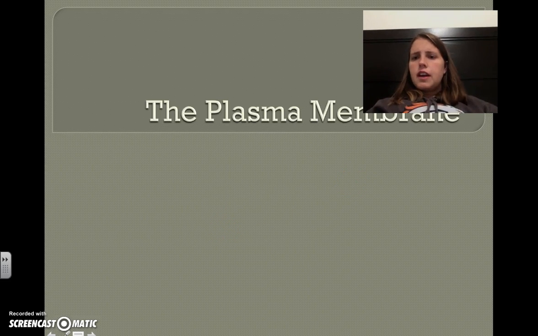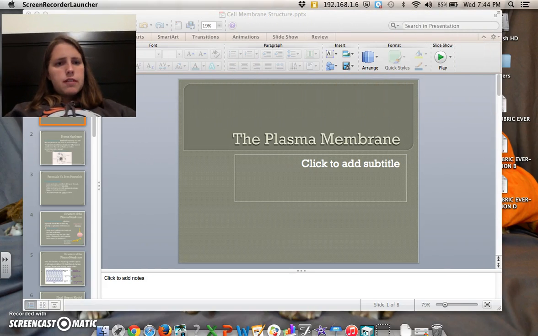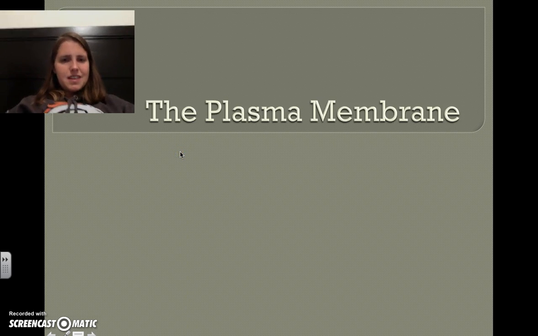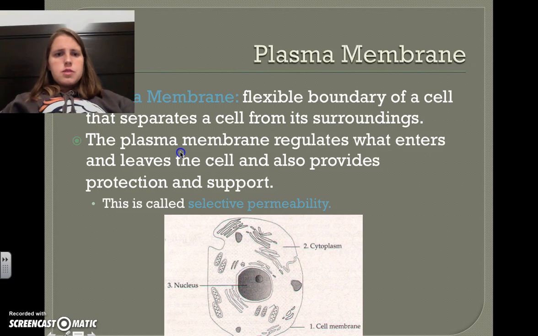Okay, we're going to go ahead and discuss the plasma membrane a little bit. So the plasma membrane is a flexible boundary of a cell that separates the cell from its surroundings.